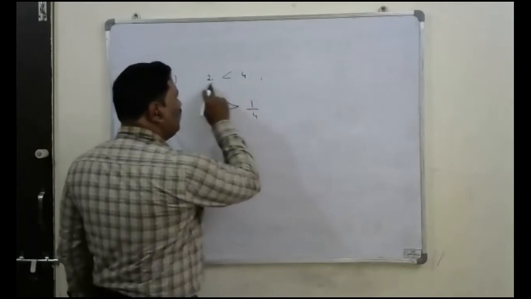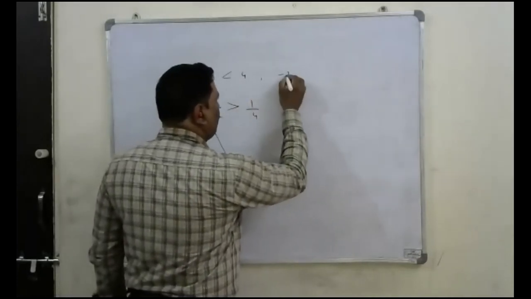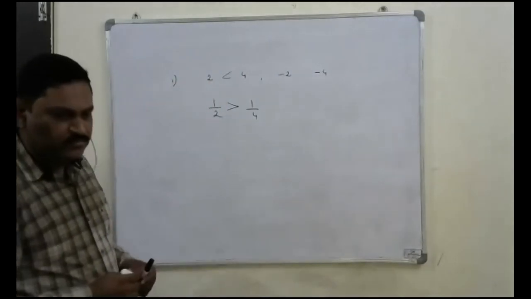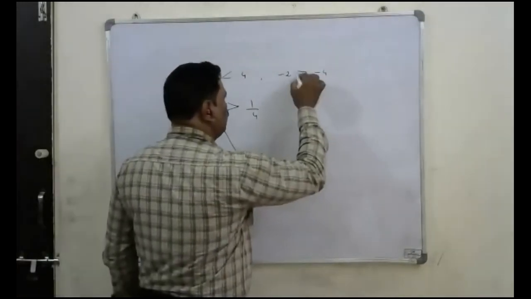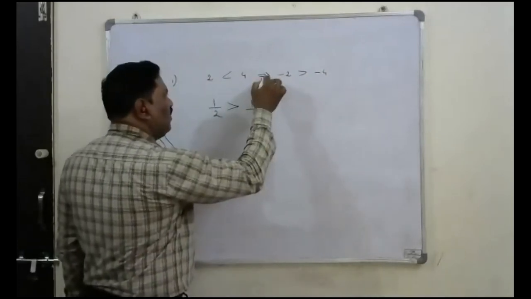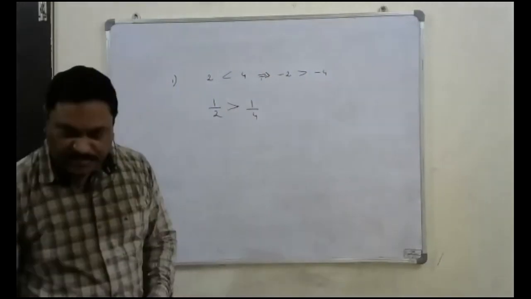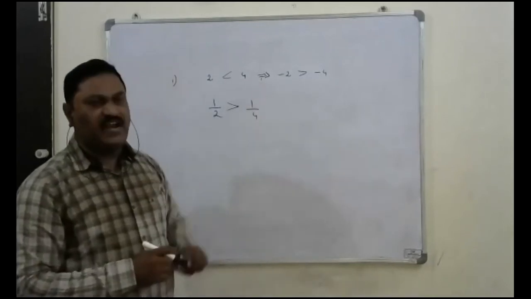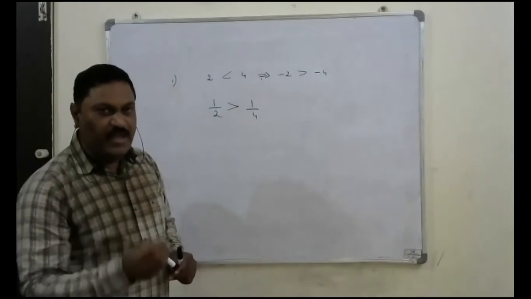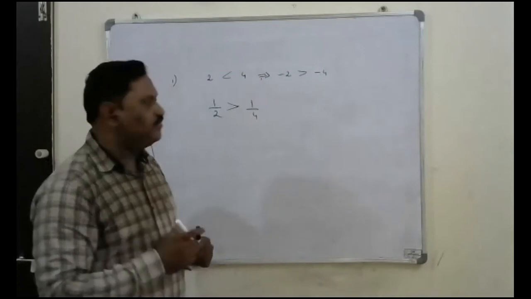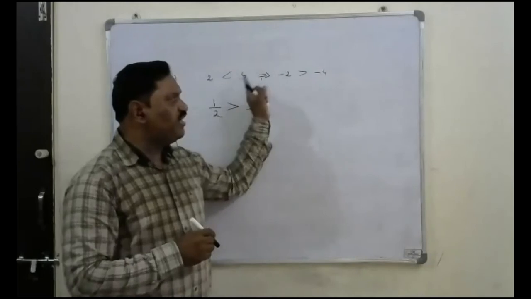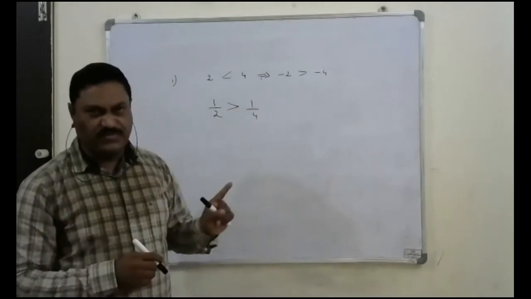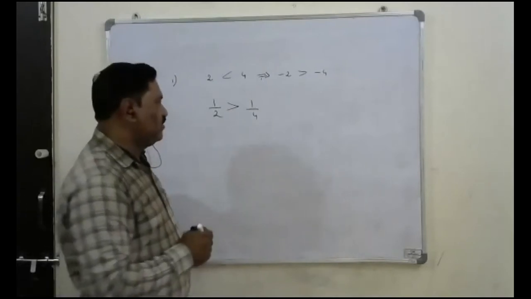Similarly, 2 is less than 4. If I multiply by the minus sign, minus 2 and minus 4, which is bigger? Minus 2. Even if there is an inequation, if I multiply by a minus sign on both sides, the inequation also gets reversed. Understand? This is the point you have to understand.